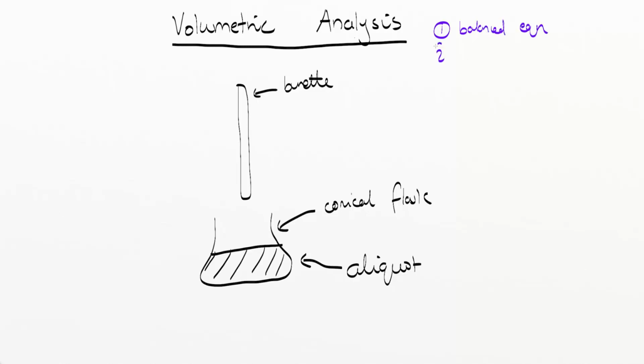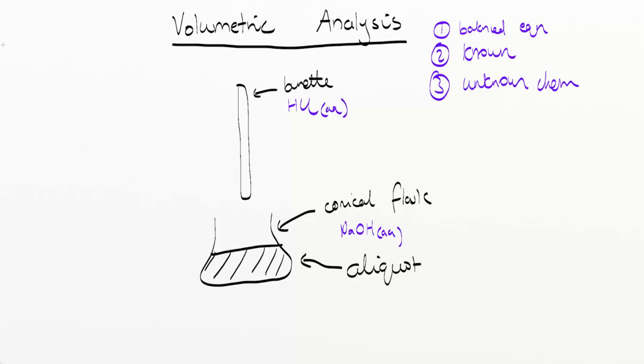2, we will also have a known chemical. And 3, we have to find out information about an unknown chemical. Okay, so for example, let's say in this burette there is hydrochloric acid, and in this conical flask there is sodium hydroxide. Sodium hydroxide is the base, hydrochloric acid is the acid. First of all, we want to find out what the balanced equation is.